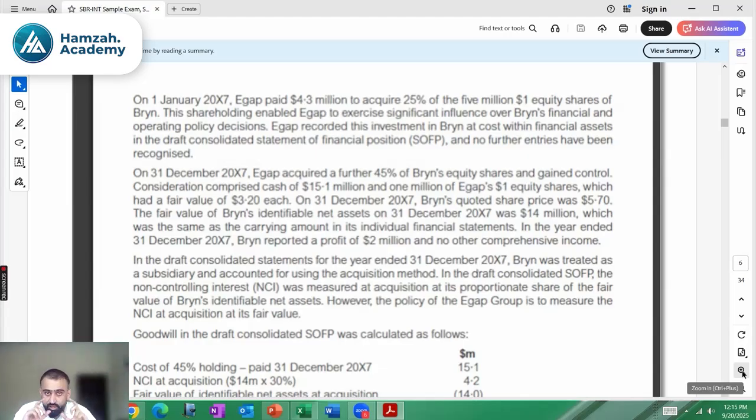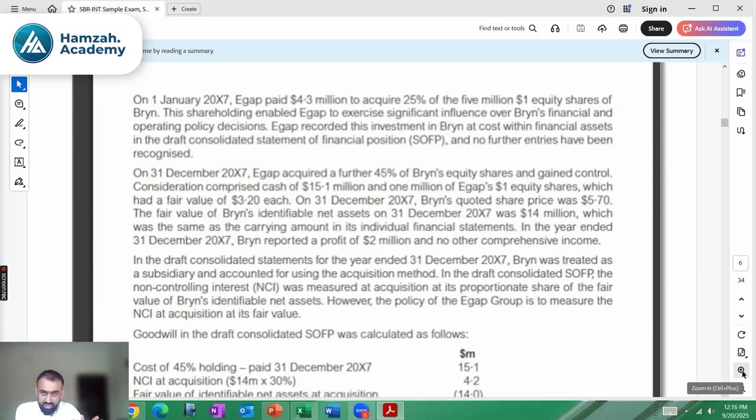Then continue with the question reading. On 31st December X7, at the year end, EGAP acquired a further 45% of the B equity share and gained control. Consideration comprised cash of 15.1 million, and 1 million of EGAP equity shares, which had a fair value of 3.2 million.